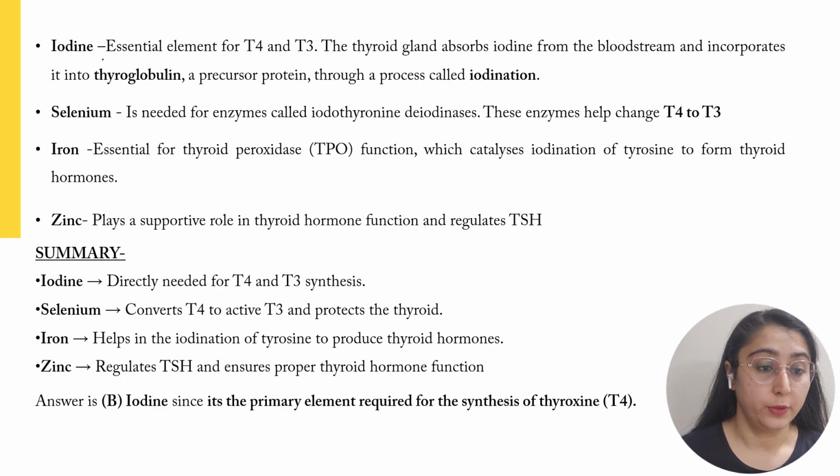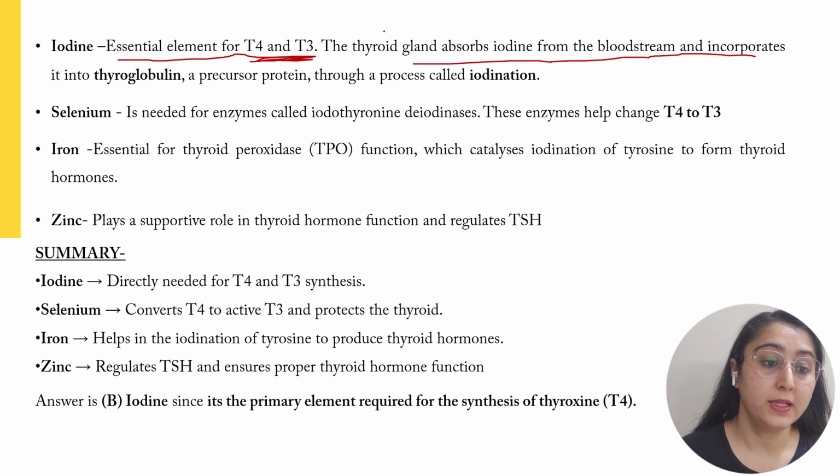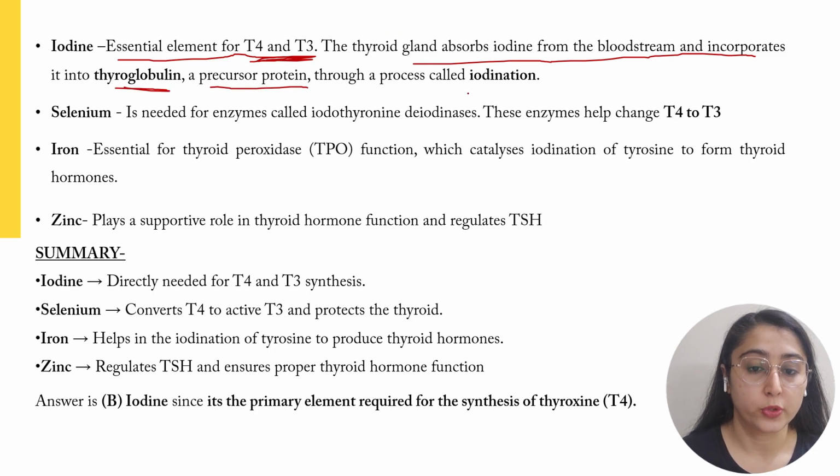So first is the iodine. As we have just seen, it is an essential element for T4 and T3. It is iodine which combines with the tyrosine to form T4 and T3. So the thyroid gland absorbs this from the blood and incorporates it into thyroglobulin, which is a precursor protein, through a process known as iodination.